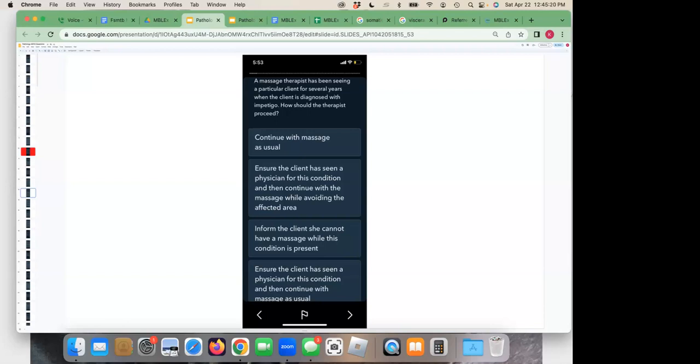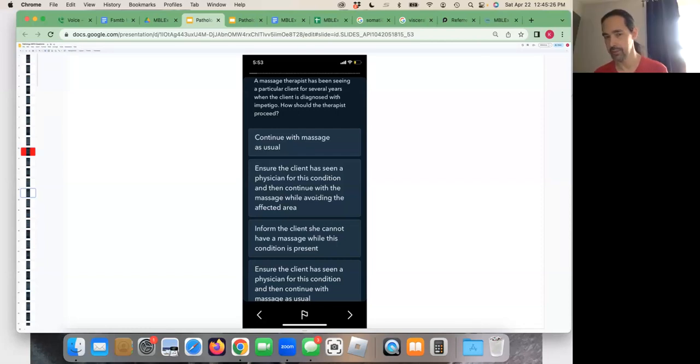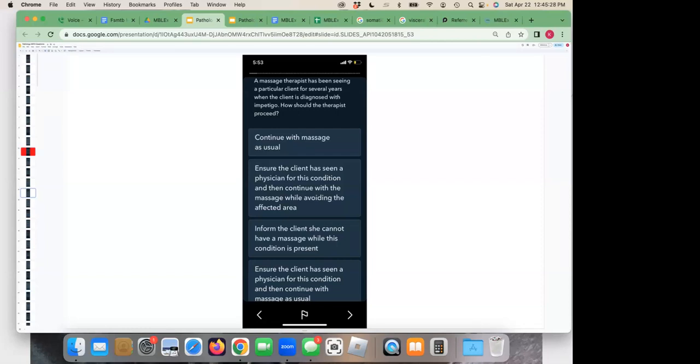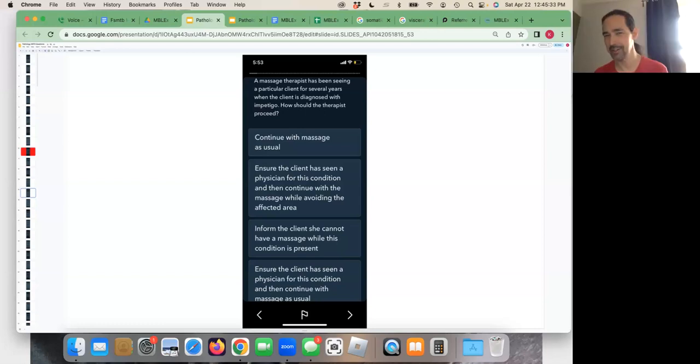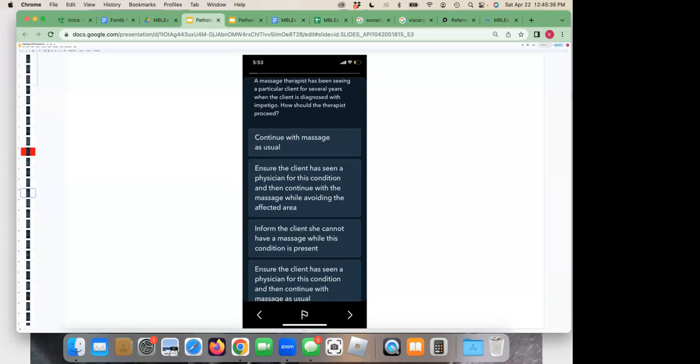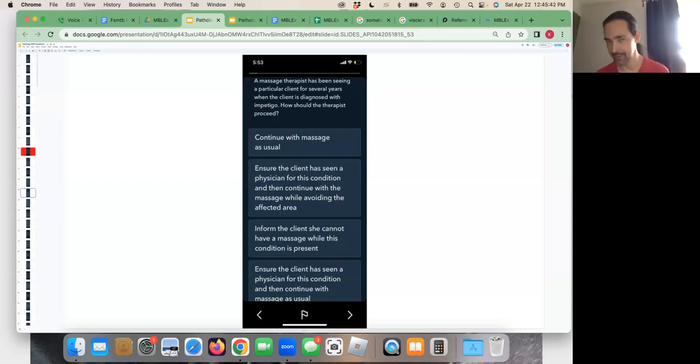Inform the client she cannot have a massage while this condition is present. And why do you think that's the answer, Rosie? Well, I didn't read the last one. Okay. All right. But the other one, they're saying that yes, basically she hasn't gone to see the doctor about it. So that is correct.